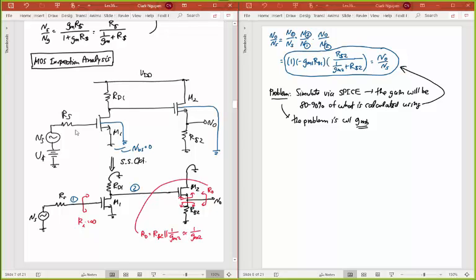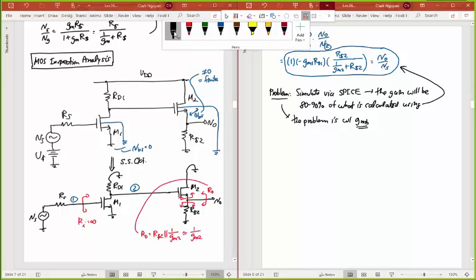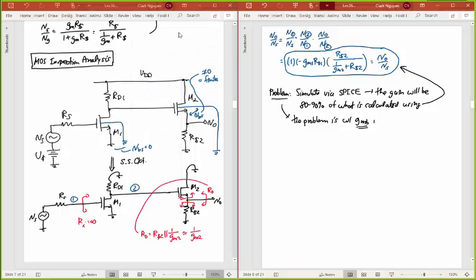But now for M2, VBS is not 0. It's a finite voltage now. And so because we're ignoring that, using our inspection formulas now, we end up having this issue, this problem here. And so the problem is with that GMB, but specifically in this circuit, it's with GMB in the source follower, the second stage. Not a problem for the first stage here.